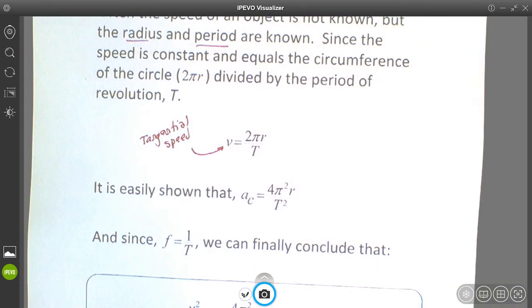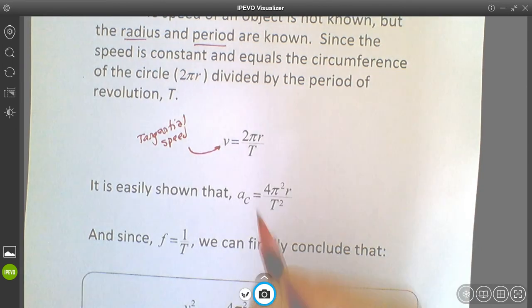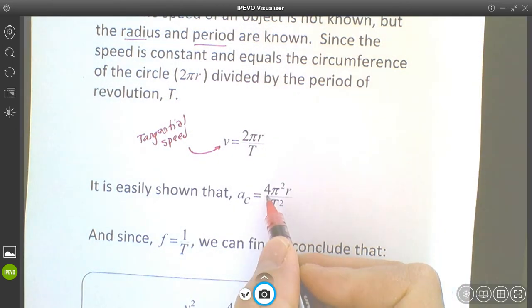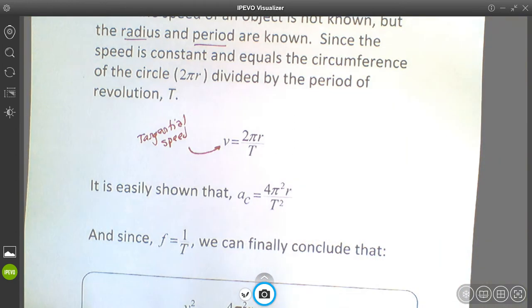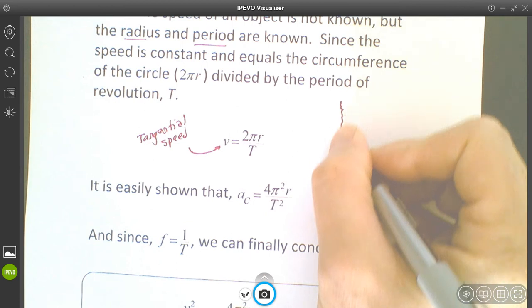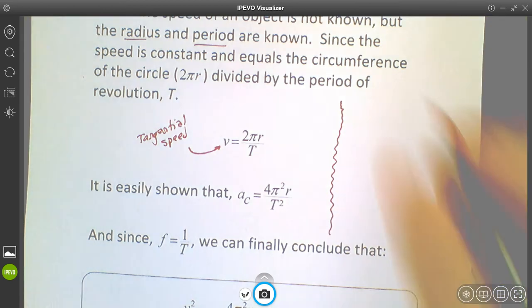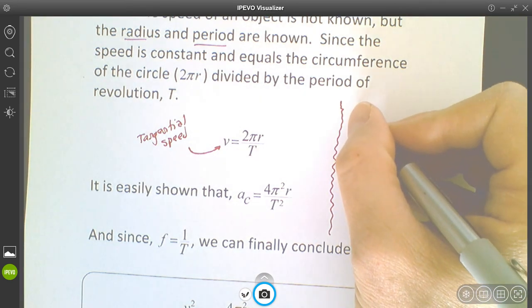Now, what we can easily show is that the centripetal acceleration is 4 pi squared r over T squared. And you're like, okay, how do we get that? Well, let's do it really quickly. Again, you can do it on your own. If you want to hit pause, I would suggest doing that.